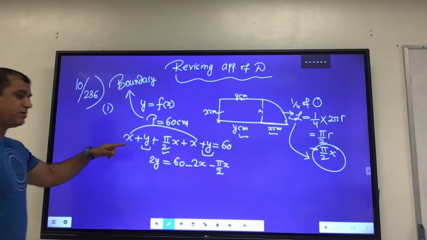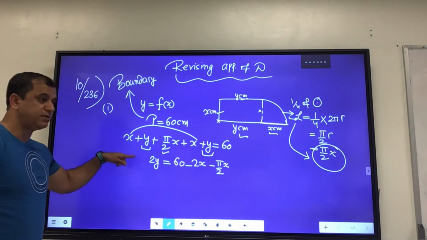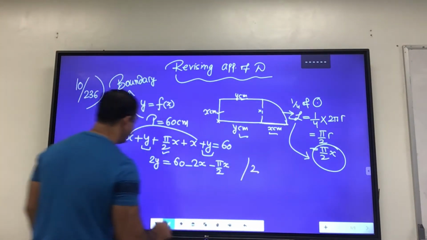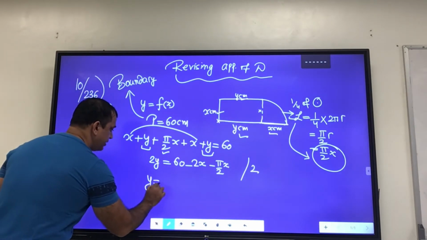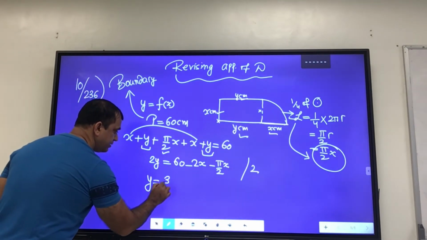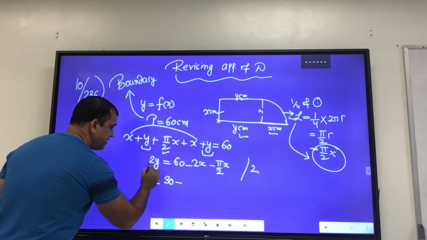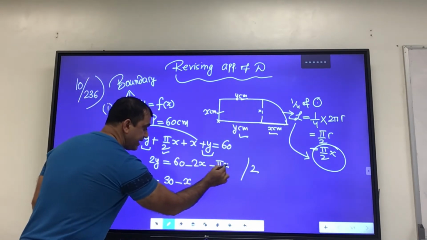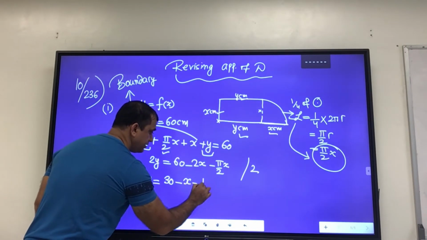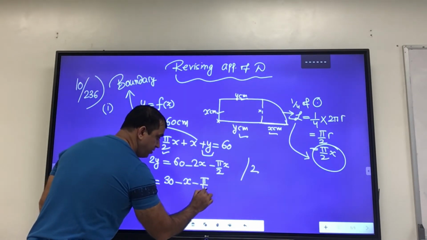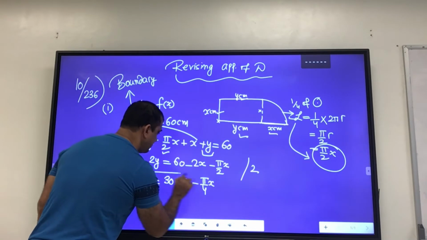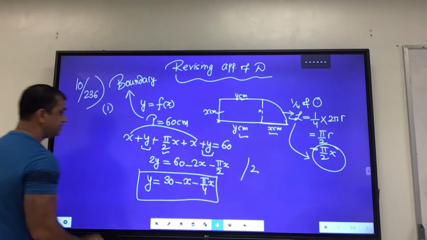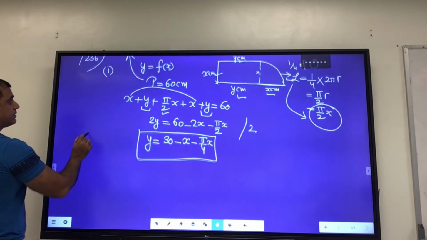Now, still y is not a function. We need to divide both sides by 2. So divide by 2. What do you get here? y equals 60 divided by 2, minus 2x divided by 2, perfect, minus pi x by 2 divided by 2 is pi by 4 x. So this is the first part done here. Any doubt? Please ask me. First part.